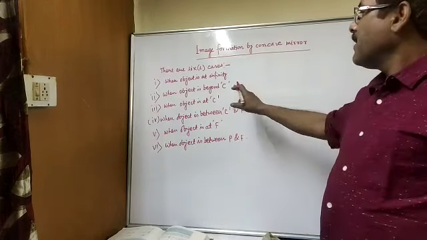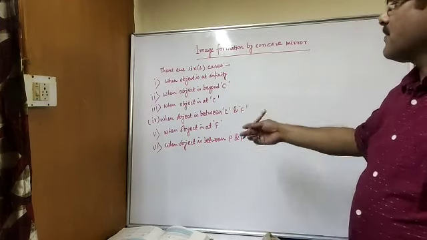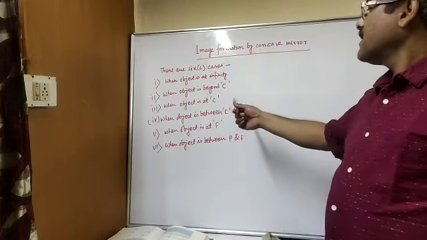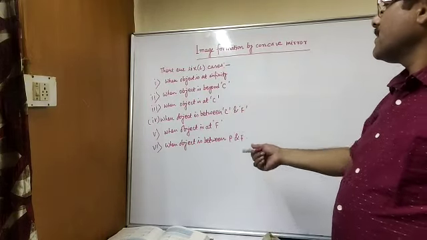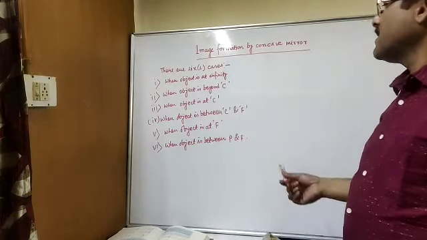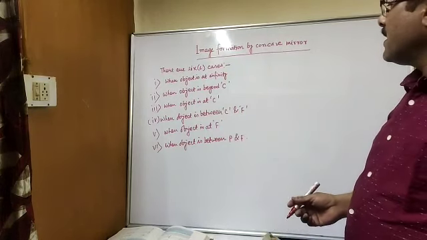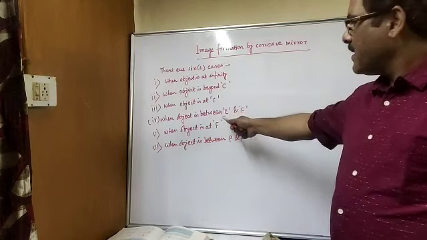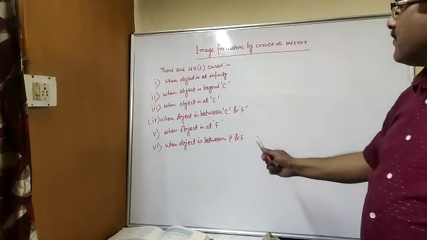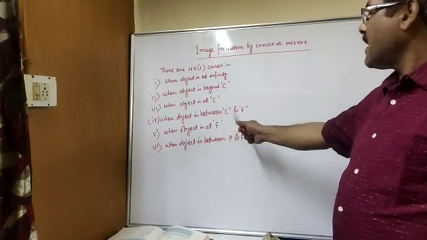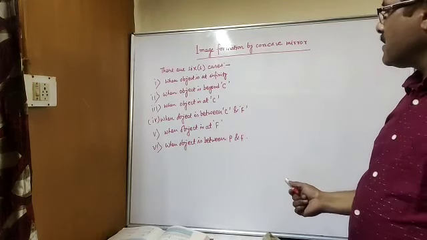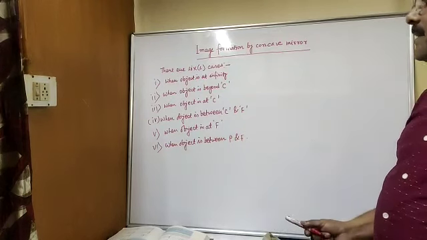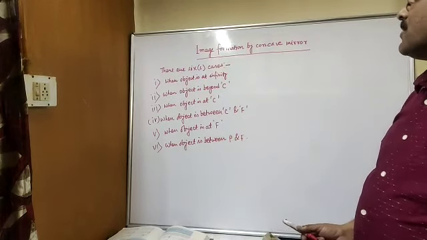Second case, when the object is beyond the center of curvature. C stands for center of curvature. Then we further shift the object towards the mirror. So the third position is when the object is at C. Fourth, we further shift the object towards the mirror, so the object is between C and F. And fifth case, when the object is at focus or at principal focus. And sixth one is when the object is between pole and principal focus.